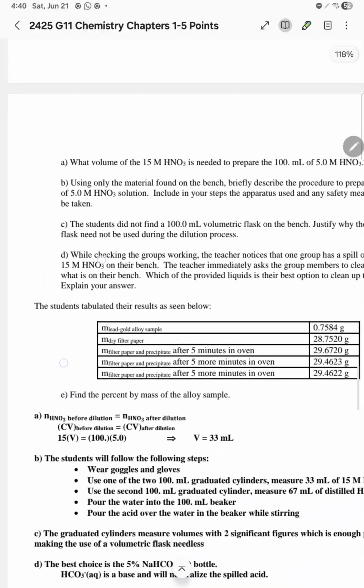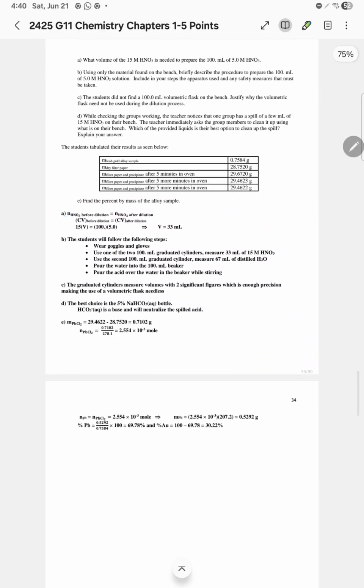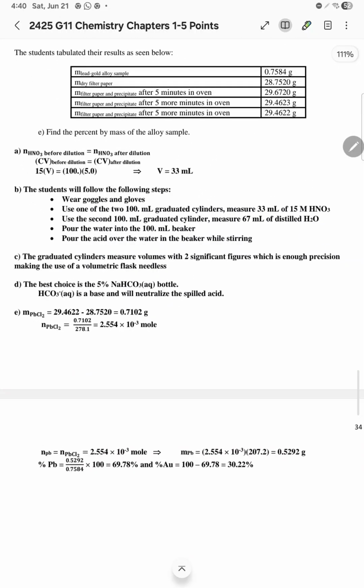Yeah, there we were. So you're going to take the amount it was at the end and the amount it was in the beginning, subtract them from each other, and you get 0.7 something. Yeah, here. 0.7102 grams. Then you find the moles. How do you find the moles? By dividing by the molar mass, which is this. You can find this from your periodic table, of course. You get this many moles.